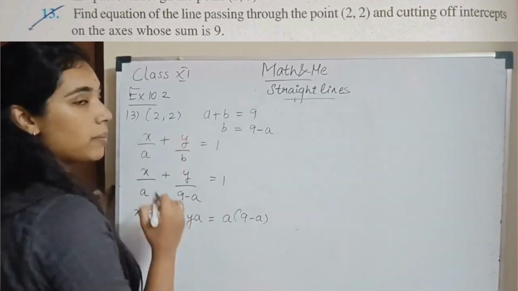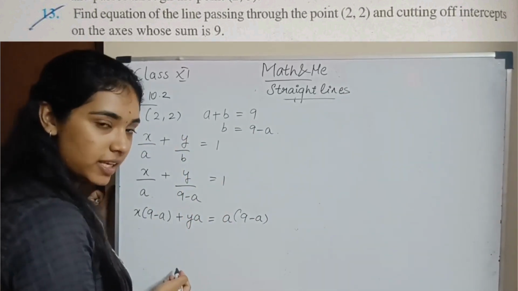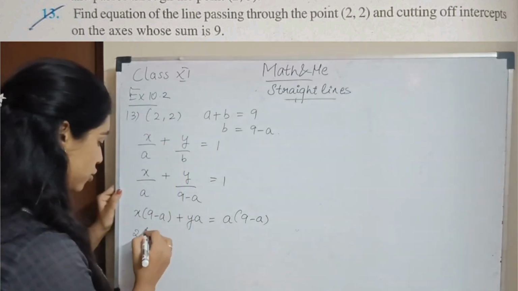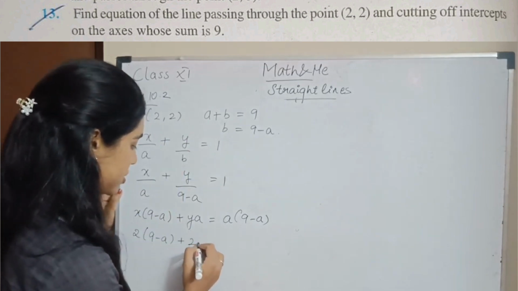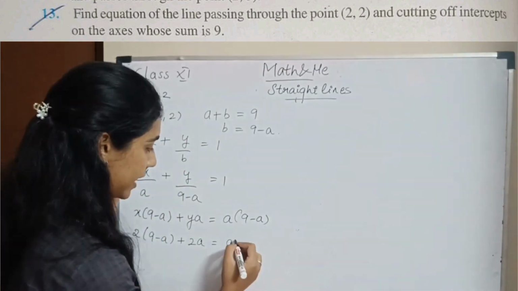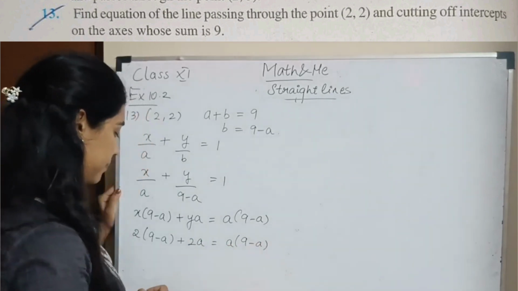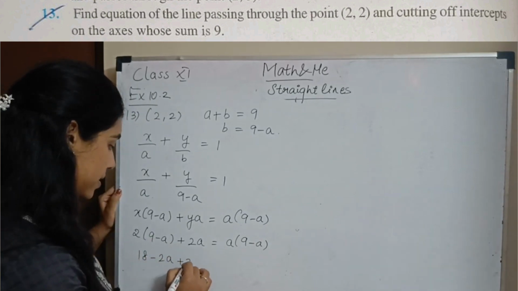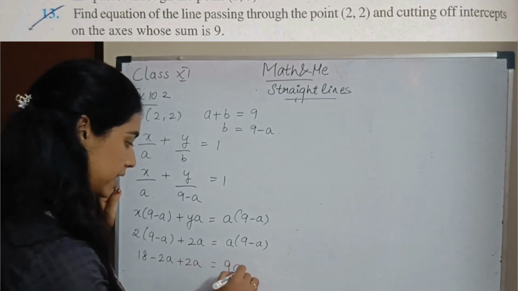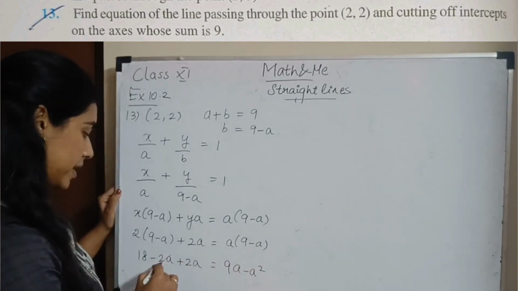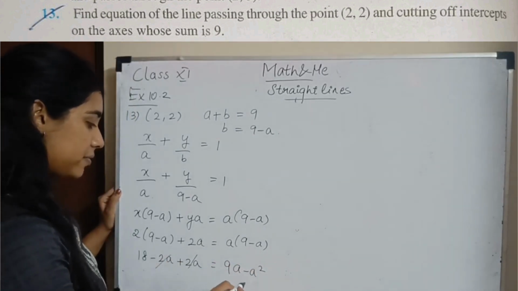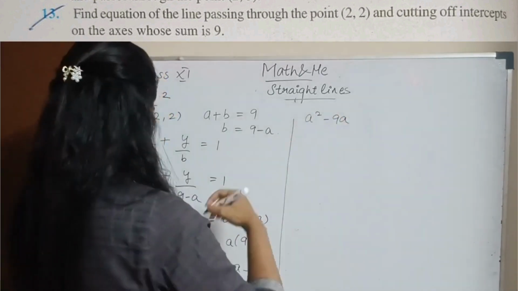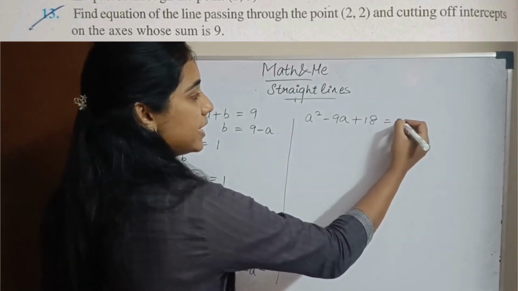It is said that (2, 2) lies on the equation, which means it should satisfy the equation. So I am going to substitute for values x and y, which is 2 and 2. So I get 2 times (9 minus a) plus 2 times a equals a times (9 minus a). So what do you get? 9 2s are 18 minus 2a plus 2a equals 9a minus a square. Minus 2a and plus 2a get cancelled. I'm bringing everything to the left hand side. So I have a square minus 9a plus 18 equals 0.